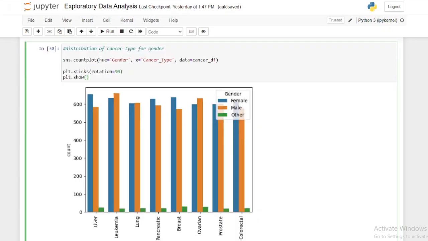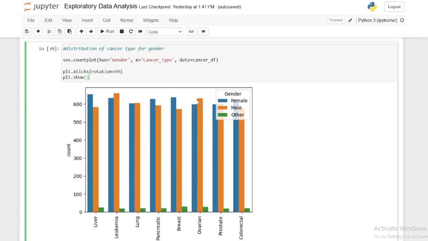For cancer of the liver, you can see that we have more female patients. For leukemia, we had more male patients. For lung cancer, male and female are almost equivalent. For cancer of the pancreas, we had more female patients. For breast cancer, we had more female patients. For ovarian cancer, we have more male patients.